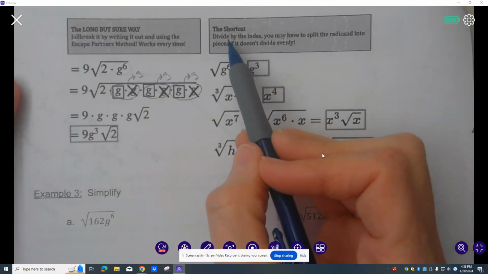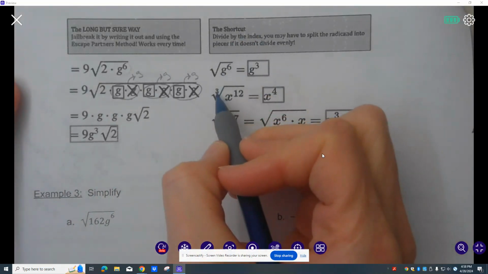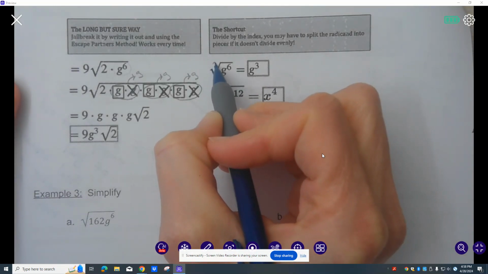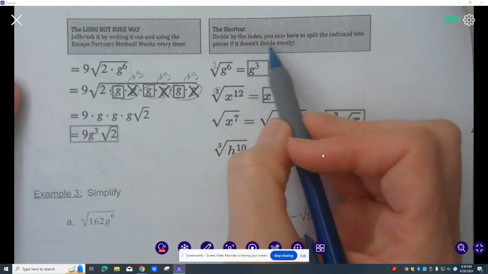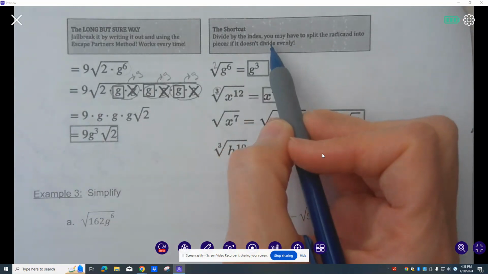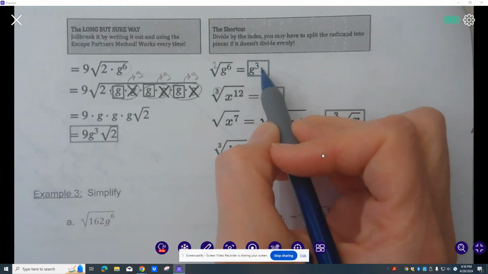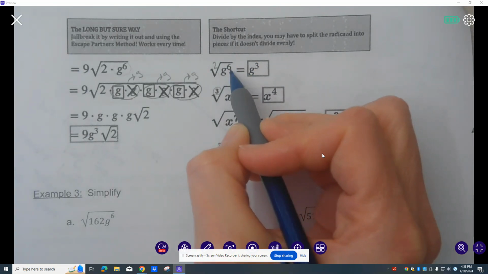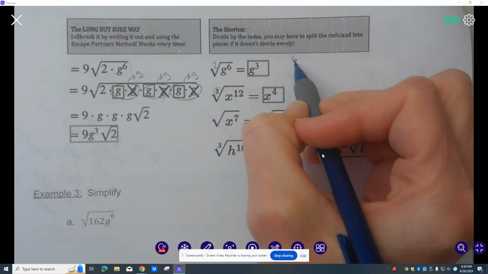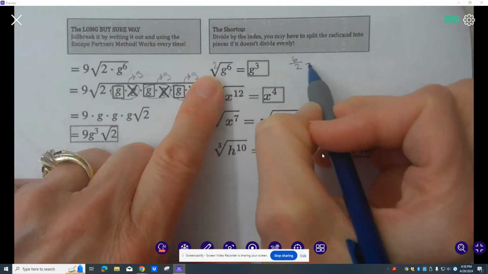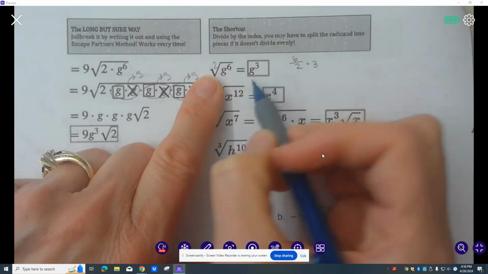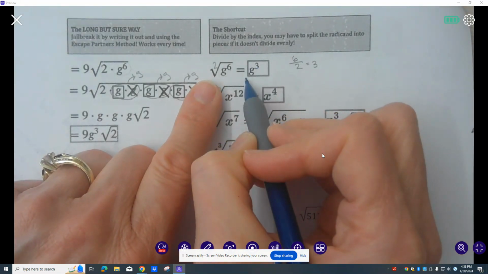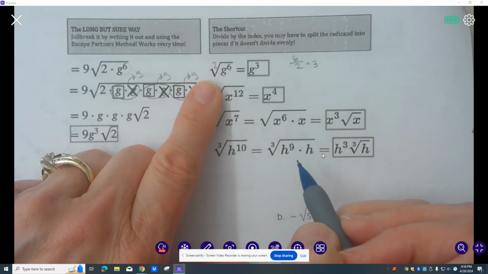Now there is a shortcut. It says divide by the index. Remember, that's this little number. If you don't see an index, then it's 2. So what they're saying is take this g to the 6th, and if I take that power of 6 and divide it by the index of 2, I get a 3. So the simplified version, or what would break out, would be 3 g's, or g to the third.